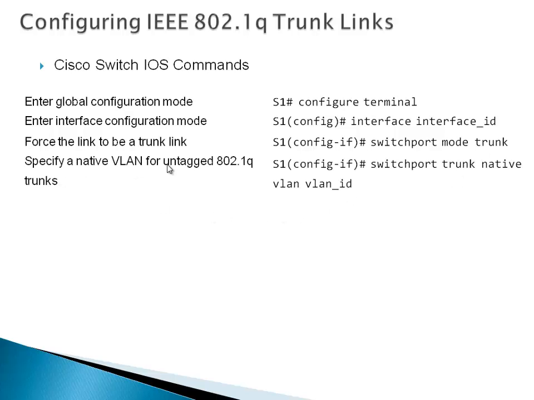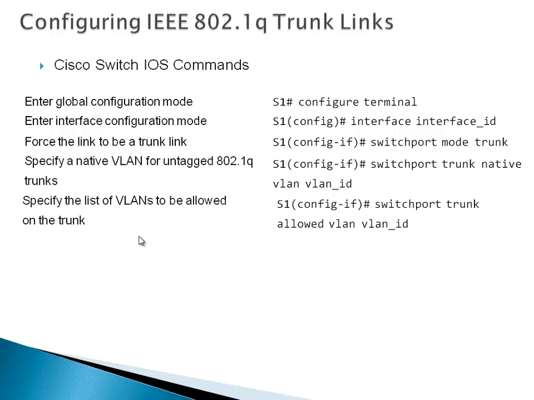We can specify a native VLAN for untagged 802.1q trunk traffic. So for example, switchport trunk native vlan 10. VLAN 1 is by default the native VLAN, and we can just change it to VLAN 10. We can also specify the list of allowed VLANs to go on the trunk.